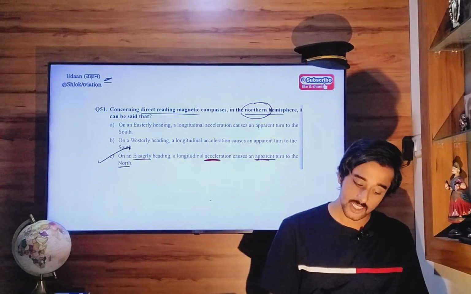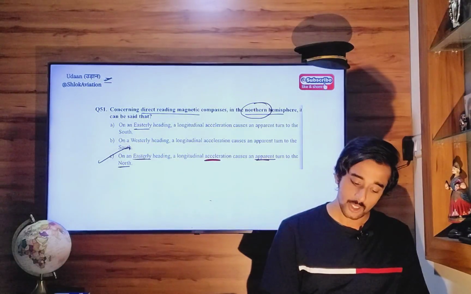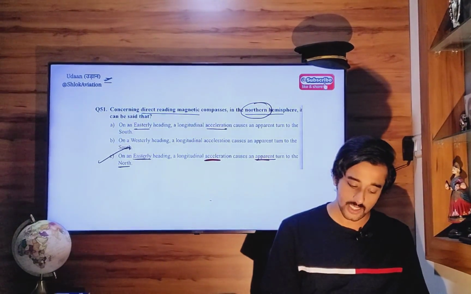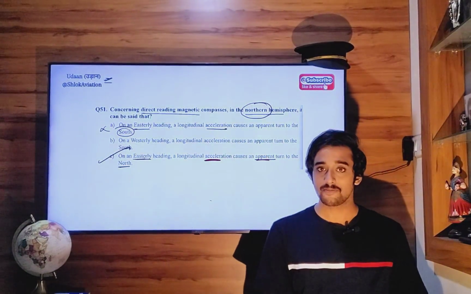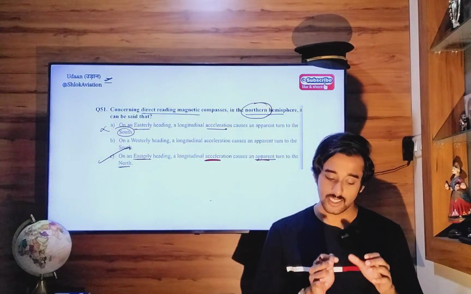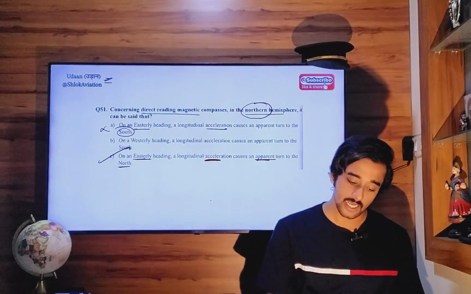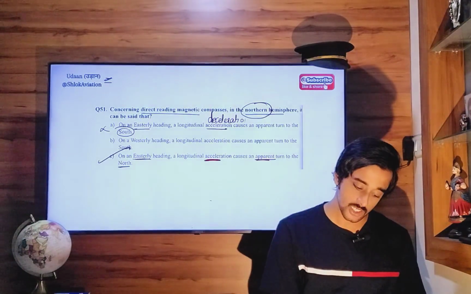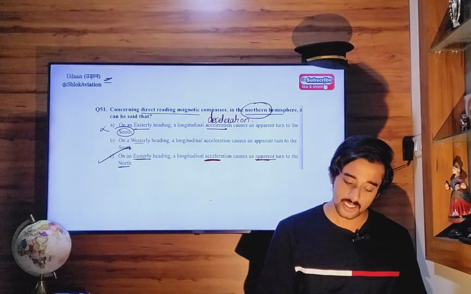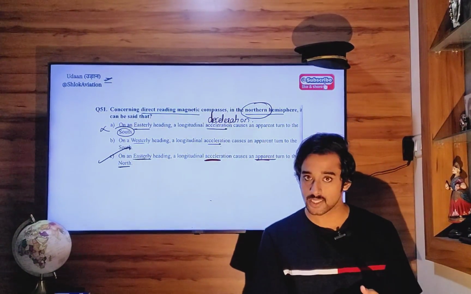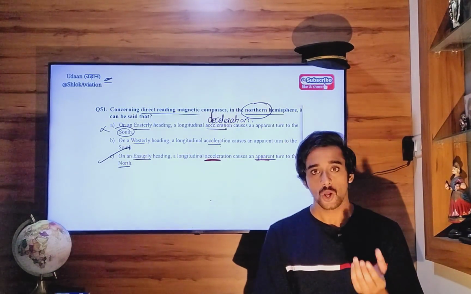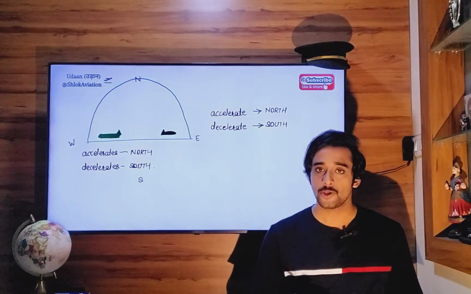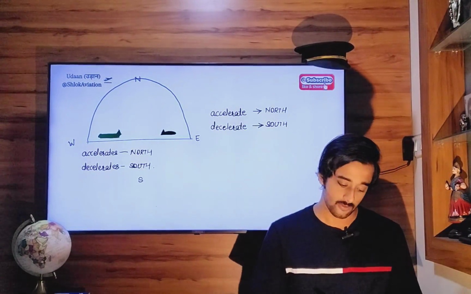Alpha is wrong because it says you are flying easterly and you accelerate your aircraft, nevertheless the turn is towards the south pole. That's wrong. If you want an apparent turn towards the south pole under these circumstances, you should decelerate instead of accelerating. On a westerly heading, acceleration causes an apparent turn towards the south? No, it will cause an apparent turn towards the north pole. If you want an apparent turn towards the south pole, slow down your aircraft, decelerate your aircraft.